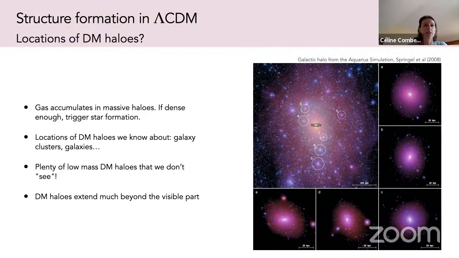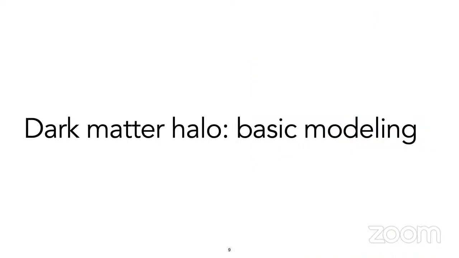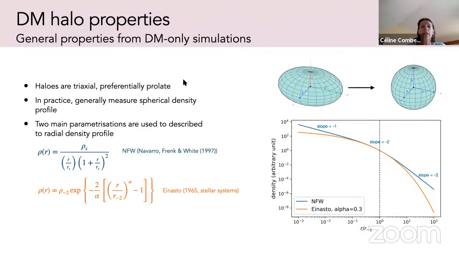Okay, so now let's move to the basics of dark matter halo modeling. First of all, before going to the spherical approximation, I want to remind you that halos in simulations are generally found to be triaxial and preferentially prolate. So it means there are really three axes, but the first simplification we're going to make is assuming everything is spherically symmetric. Then you can measure the density profile as a function of the distance from the center. And there are two main parameterizations that are used: the NFW profile or the Einasto profile.